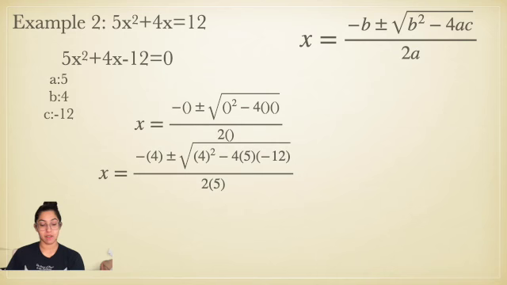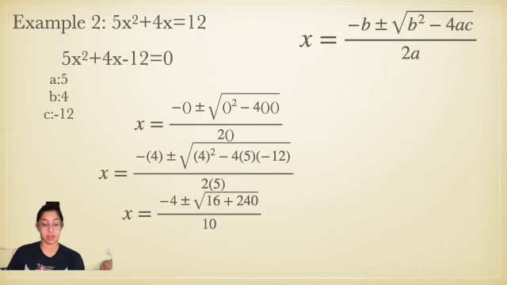So here I have it filled in: negative parentheses 4 plus or minus square root, parentheses 4 squared minus 4 times 5 times negative 12, all divided by 2 times 5. So I am going to simplify this. Negative 4 plus or minus square root of 16 plus 240, all divided by 10. X equals negative 4 plus or minus square root of 256, all divided by 10.